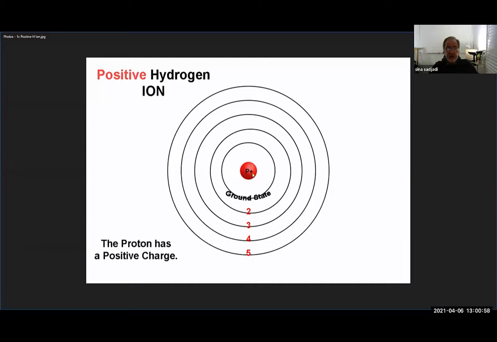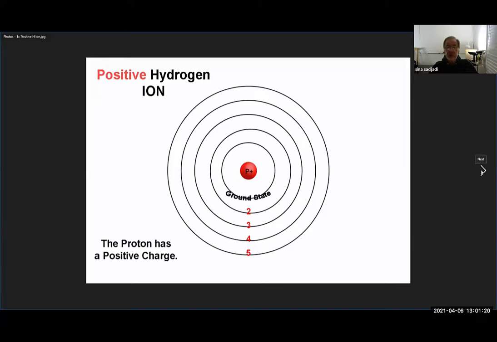This does not have an electron at all, no electrons. We say this is an ion because we just have a positive charge. So we say this is a positive hydrogen ion. Ions are atoms that have charge. So this one has got a positive charge. There are no electrons here to make it neutral.